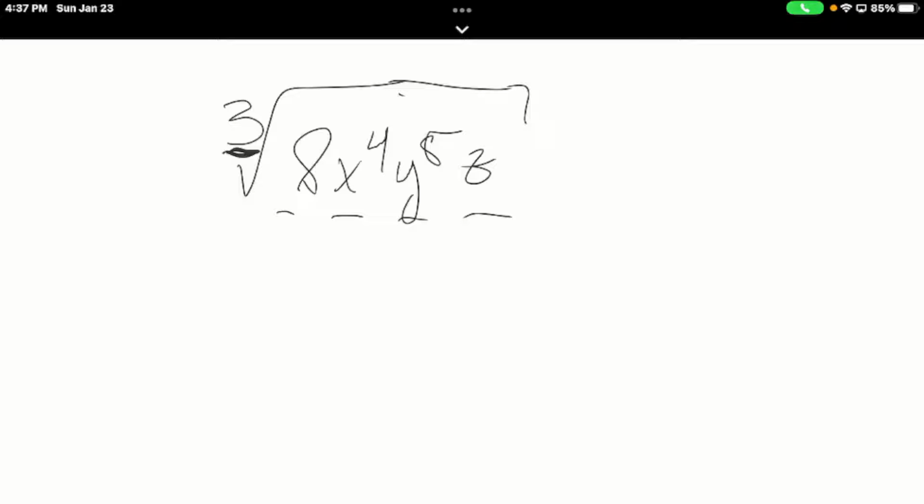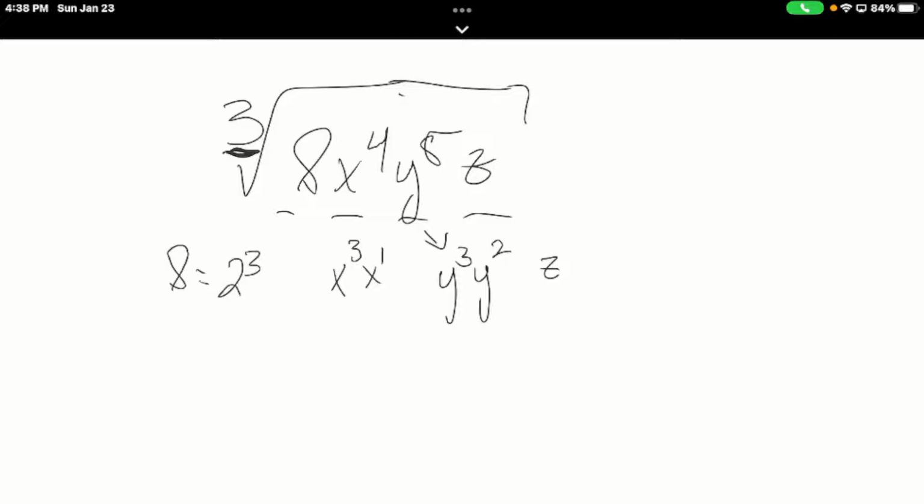Okay? 8 can be broken up as 2 cubed. That's fantastic, right? We need powers of 3. X to the 4th can be written as x to the 3rd times x, okay? Because we know that if we multiply two things with the same base, they add their powers. Same thing with y. I could take y to the 5th and break it up into y cubed, y squared. Z, I have to leave alone because it's only to the first power. Okay? When I'm given a radical expression and I need to simplify it, I need to keep it in radical form. Okay? I can't do powers.